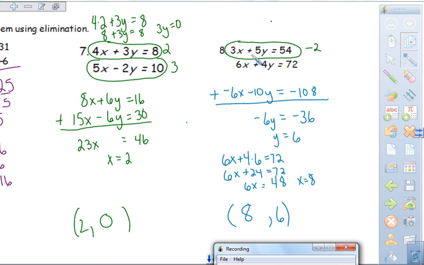So I multiplied the top equation by negative 2, and I got negative 6x minus 10y equals negative 108. And I left the second equation the same. So I'm going to take those two equations because I have opposites, 6 and negative 6. Now I can add them together. So I get negative 6y equals negative 36. So 6 is my y. Then I chose to plug in 6 in my bottom equation. So 4 times 6 gave me 24. Subtract 24 for 48, divide by 6 for 8.